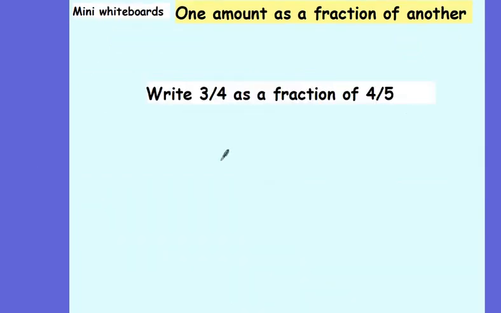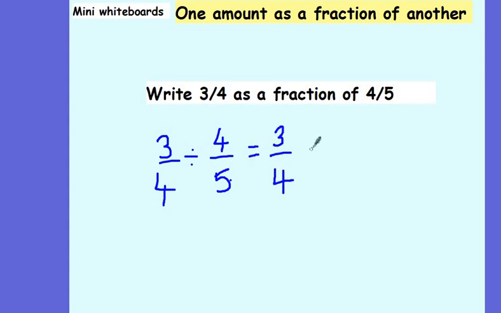Mini whiteboards, Year 7. Can you write 3/4 as a fraction of 4/5 for me? Pause the video, have a go at that now. Right, let's go through it. I've got 3/4 divided by 4/5. Keep flip change gives me 3/4 times 5/4. So we're looking at 15/16. We can say that 3/4 is 15/16 of 4/5.